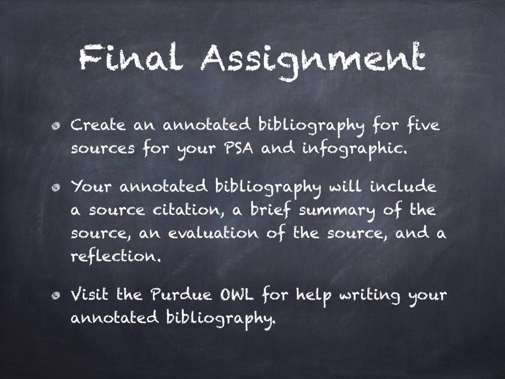So here's what you're working towards. You want to create an annotated bibliography for 5 sources that relate to your public service announcement and infographic. All of these 3 activities should be related to one another. Your annotated bibliography will include a source citation, a brief summary of the source, an evaluation of the source, and a reflection. As always, you want to visit the Purdue Online Writing Lab for help writing your annotated bibliography. In fact, if you Google Purdue OWL Annotated Bibliography, it'll be the first site to pop up.